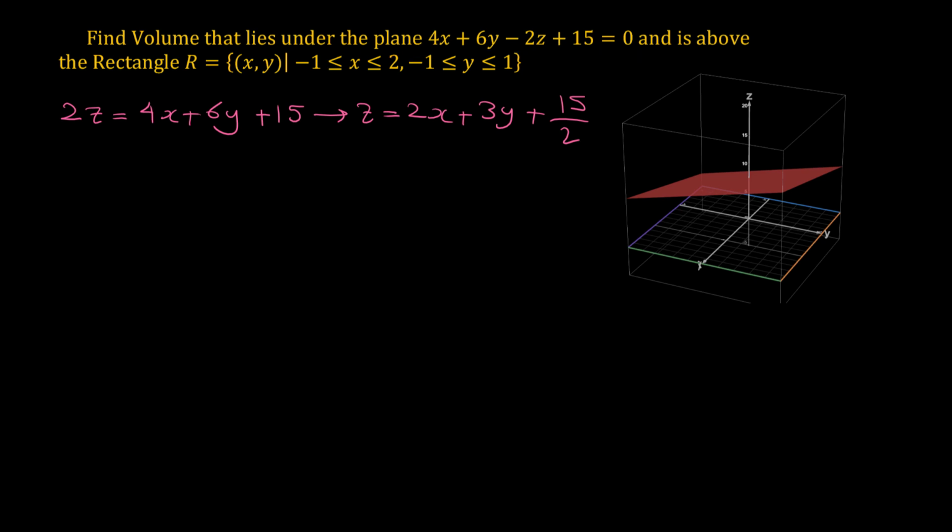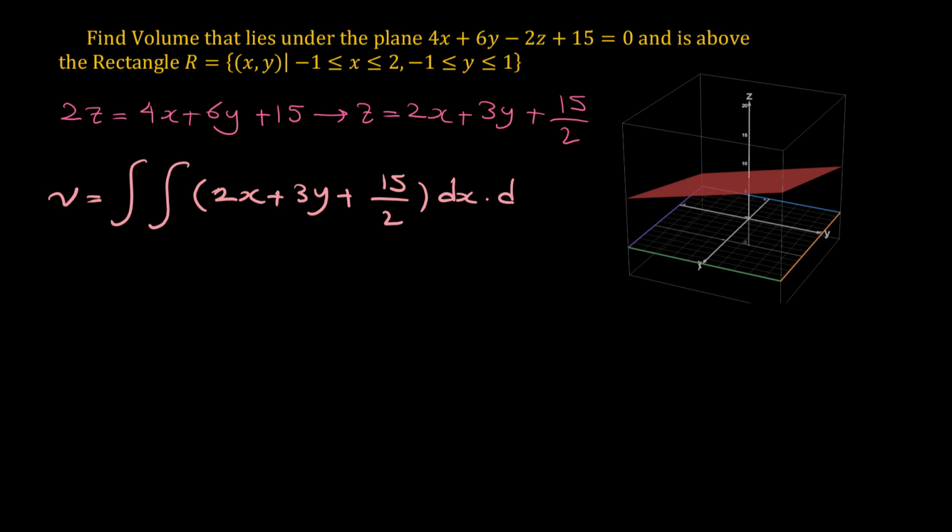Now for finding volume, we have double integral of 2x plus 3y plus 15 over 2 dx dy or dy dx. The order of integration here really doesn't matter, because this is a very simple function, and so integrating should be easy. Let's suppose we write first dx, then dy. X changes from -1 to 2 and y is between -1 and 1.